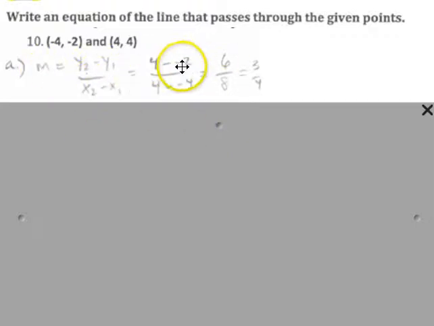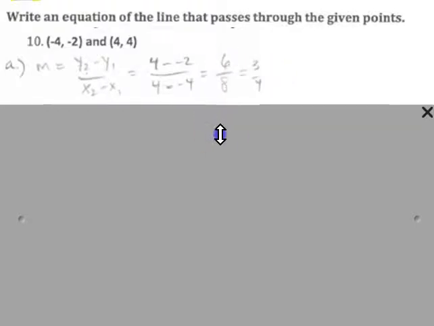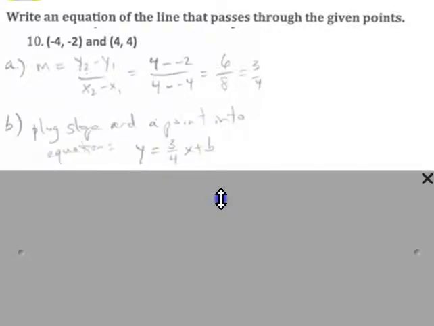Minus minus 2 means plus 2. Minus minus 4 means plus 4. So this goes together to make 6 over 8. A simpler way to say that is 3 over 4. It's fine if you call it 6 over 8. I don't care which way you wrote it. So now your equation is going to be y equals 3/4 x plus b.